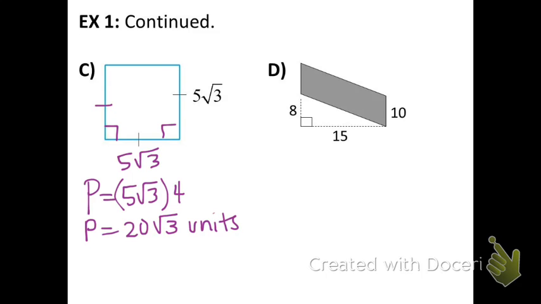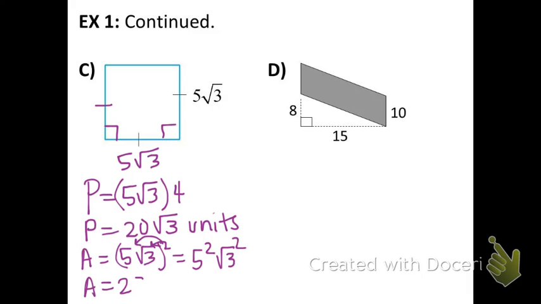And then for our area, we square that. And we did this the other day in our homework. When we have that squared, we distribute that to both, and we get 5 squared and root 3 squared. So 5 squared is 25, and root 3 squared gives us 3. We multiply those to get 75 units squared.